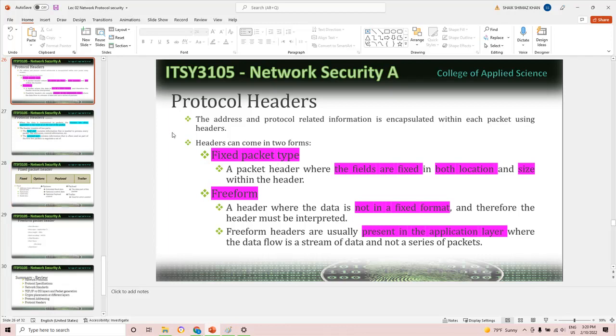So please, the recap of this slide is: protocol headers can be fixed or free form. Free form headers are used in the application layer, whereas the TCP header in the transport layer, the IP header in the network layer, or the frame header in the data link layer are not free form, they are fixed.